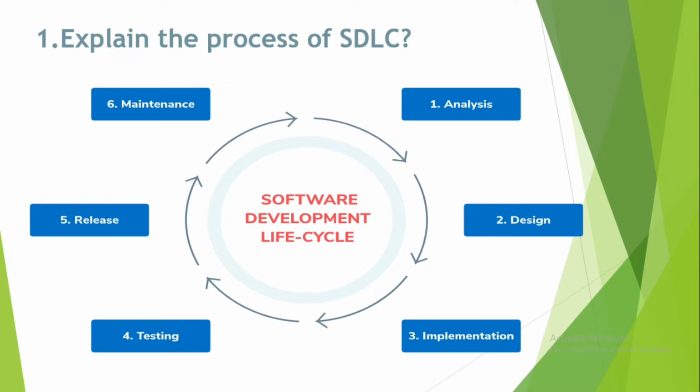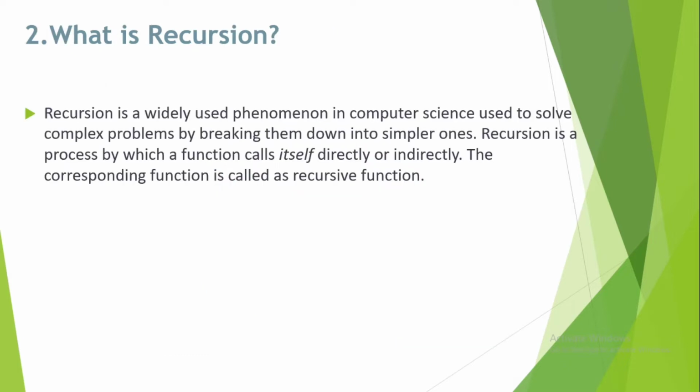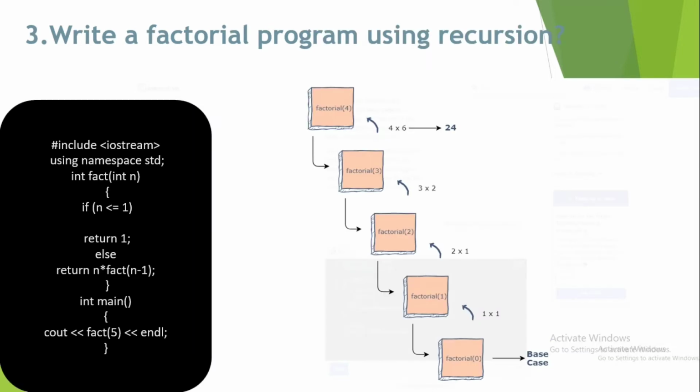team. So second question is what is recursion. Basically, recursion is a widely used phenomenon in computer science used to solve a complex problem by breaking it down into smaller ones. Recursion is a process by which a function calls itself directly or indirectly. So basically, recursion is a function which calls itself again and again. Third question: write a factorial program using recursion. This is also a basic question, but you should know about it.